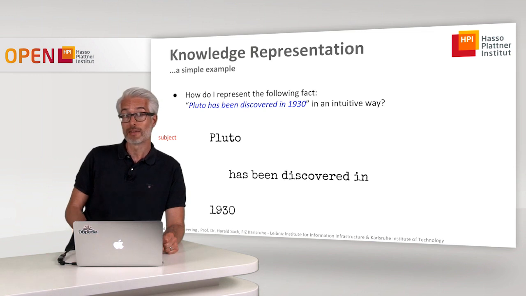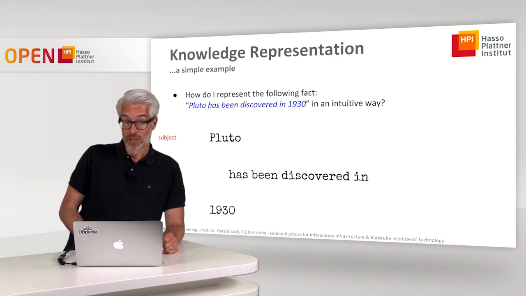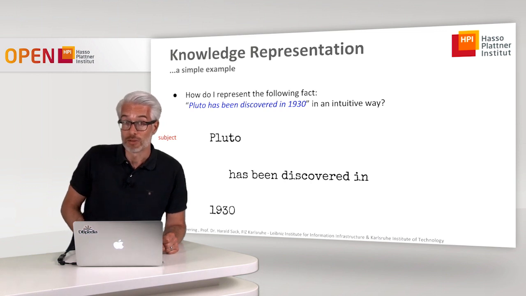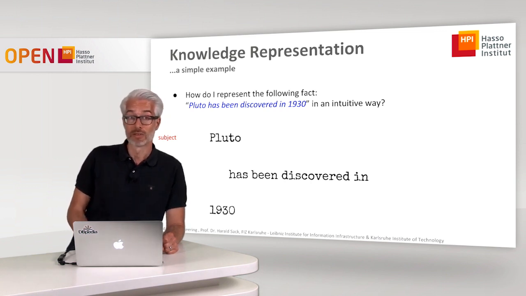So you see here clearly this is a basic fact which can be separated into subject, predicate, object, which means we have a threefold proposition which says that a specific subject has a specific predicate and this predicate has a specific value. And this value is here the object. So this is an interesting analysis.